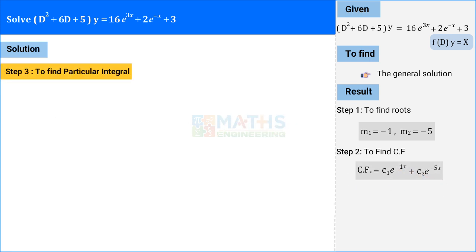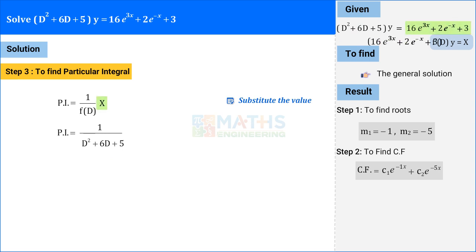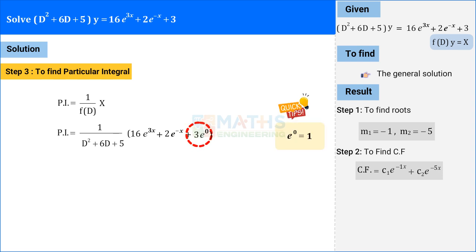Now we are going to find the particular integral. Particular integral is equal to 1 divided by f of D into capital X, which is the right hand side of the given ordinary differential equation. We replace the capital X value. Now the last term 3 can be written as 3 into 1. That 1 can be written as e power 0. We separate the terms.